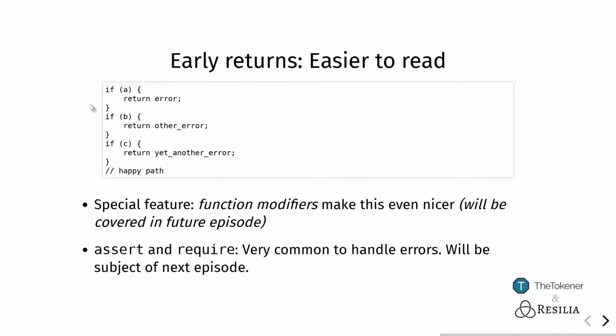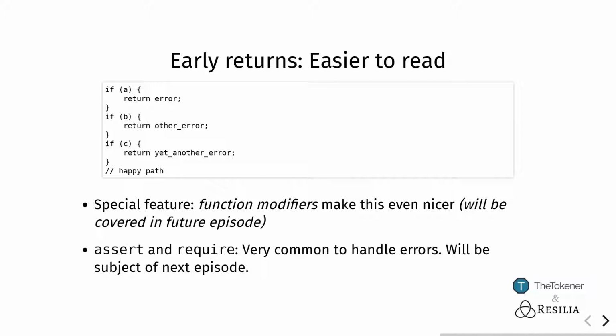And then very common when we are handling errors, when a user tries to call something on a smart contract and they provide arguments to the functions that do not make sense, we're able to stop executing the smart contract with the keywords assert or require.